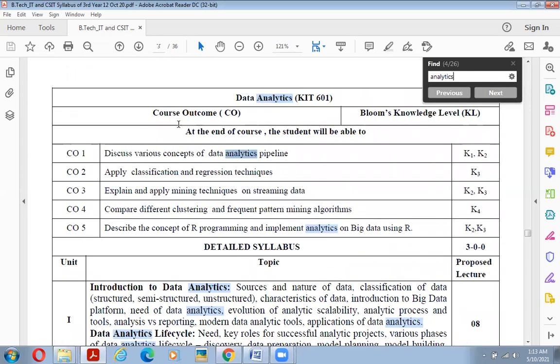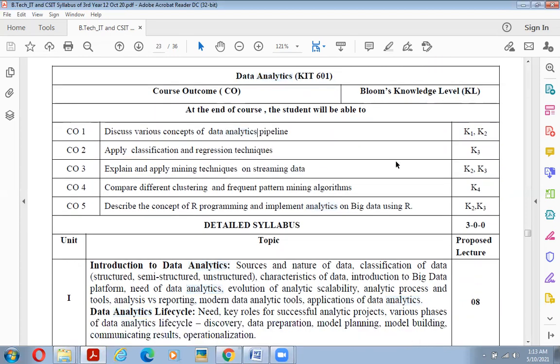Now see, in the course curriculum of data analytics, we have the course outcomes and the Bloom's knowledge level as well. Now we understand what the course outcomes of this subject are all about. There are 5 course outcomes: course outcome 1, 2, 3, 4, and 5. In the first, we understand the concept of data analytics and its pipeline.